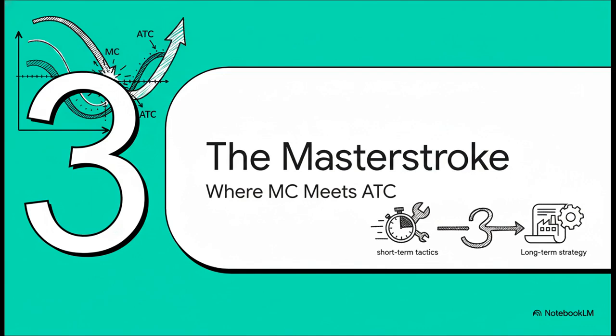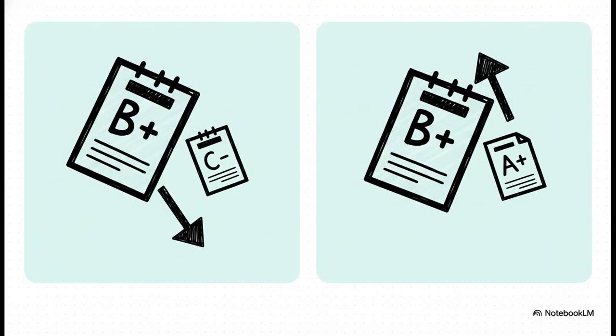Okay, and now for the masterstroke. We've got two powerful distinct tools, right? We have marginal cost for our short-term tactics and average total cost for our long-term strategy. The real genius, the true operational insight, happens when you bring them together and you understand what it means when they intersect.